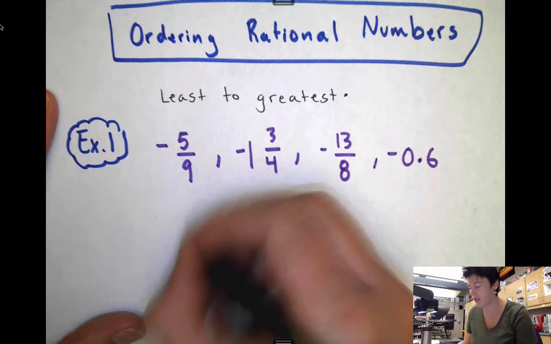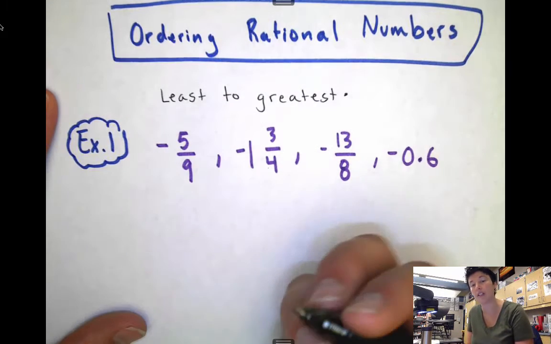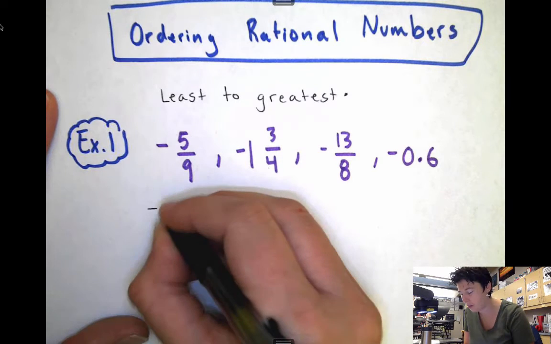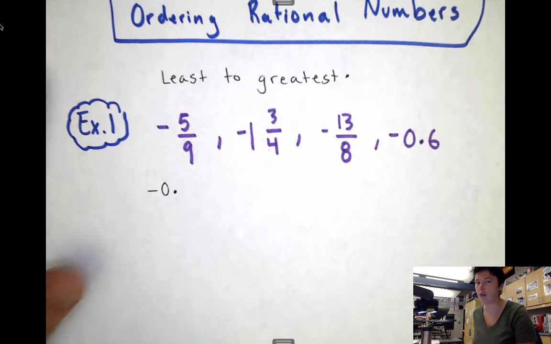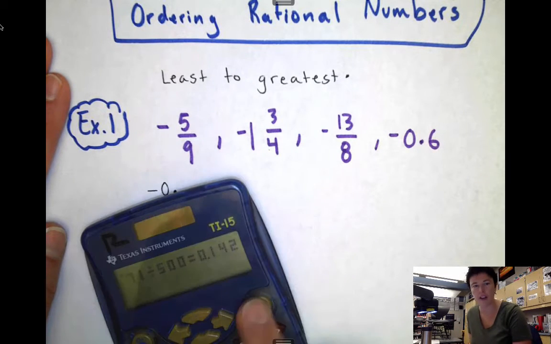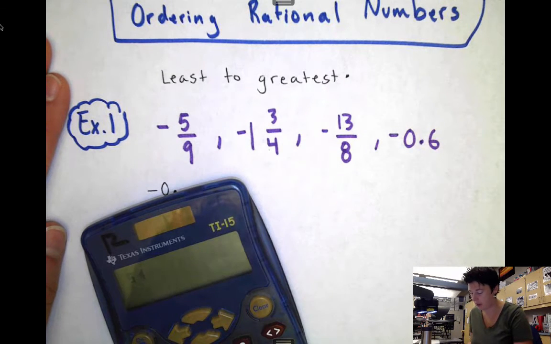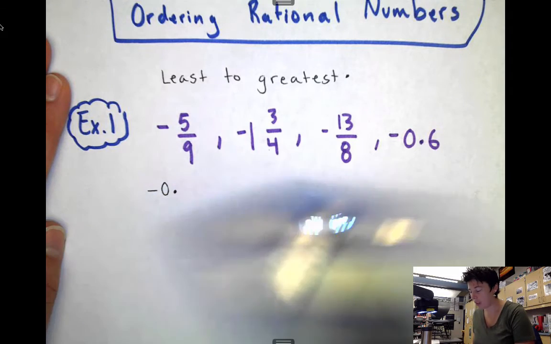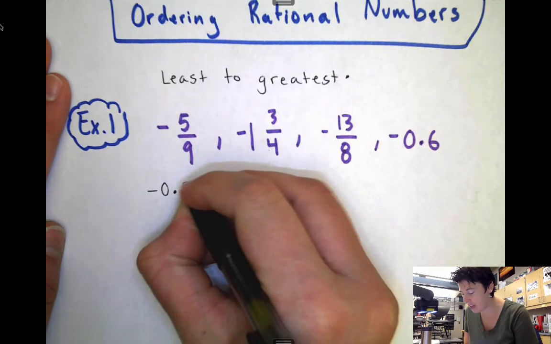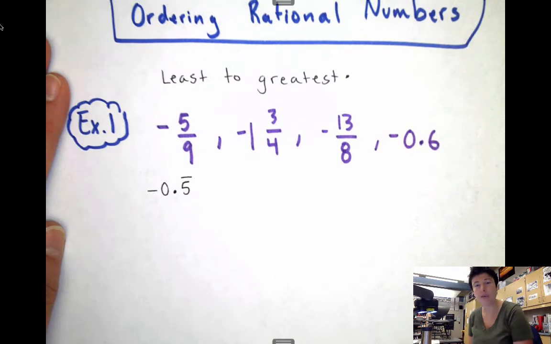Let's take each of these and rewrite it. So negative 5/9 is going to be a decimal. It's going to be negative 0 point something. Instead of doing my long division, just to go quicker on this, I'm going to use my calculator and just figure out what's 5 divided by 9. I happen to know it's going to be 0.5 repeated over and over and over again, 5, 5, 5, 5, 5. So we're going to write negative 0.5 repeated is what that decimal is.